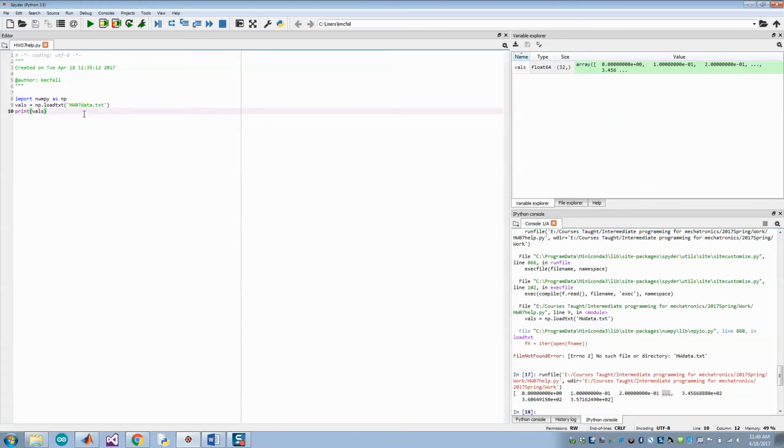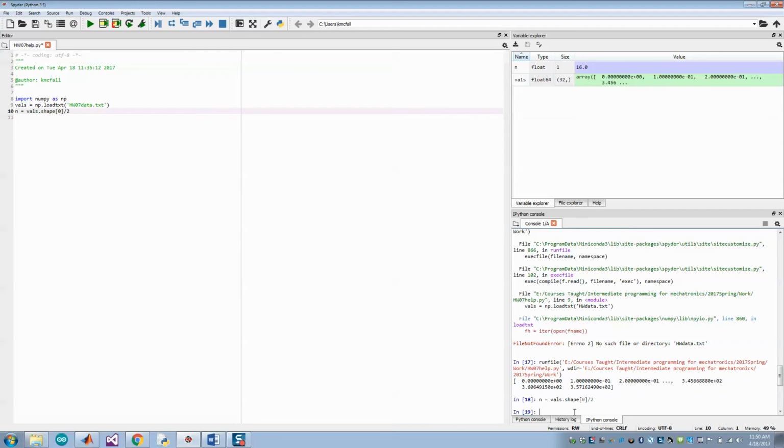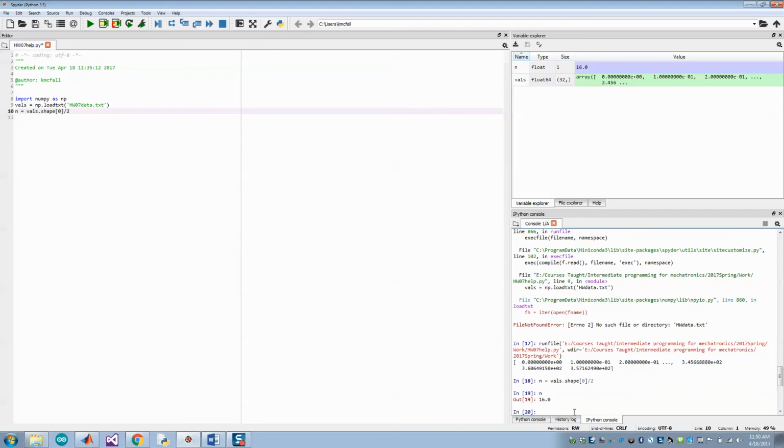And so this data file said that the first half of them were x values. The second half were the force values. Okay. So if I store in here n is equal to vowels.shape[0], that's going to be that number 32. And if I divide that by 2, that's going to give me 16. That's the number of x values and the number of y values. So I just want to make sure I get this right while I'm here. Let me go ahead and put down here the n. So my n now is a float. It's a float that has 16, interesting, rather than an integer.